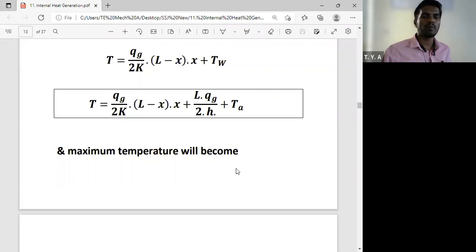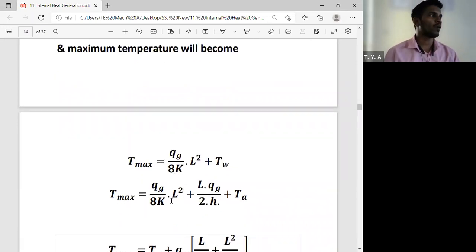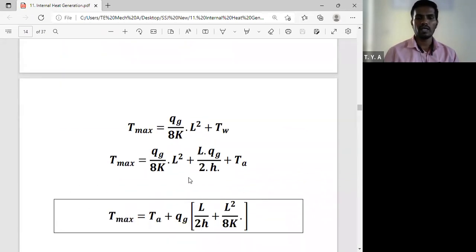So write down, and maximum temperature will become, write down T max is equal to, what is our maximum temperature equation? Qg by 8K into L square plus TW. So in this equation, instead of TW, we have to write down that equation. Whatever the equation we got for the TW, we have to put that value of TW. Okay, so T max is equal to Qg by 8K into L square plus L into Qg by 2H plus TA. Okay, so this is the maximum temperature in the form of ambient air temperature, in the form of convection heat transfer.